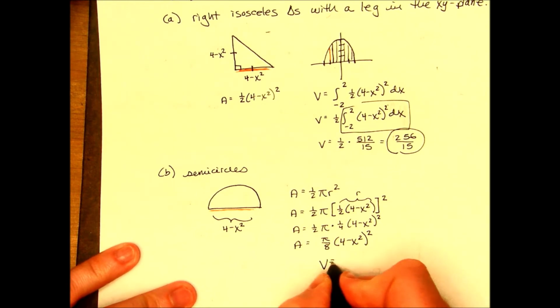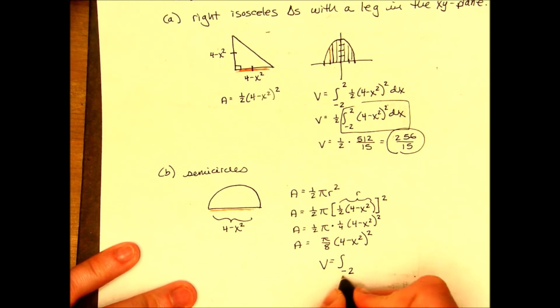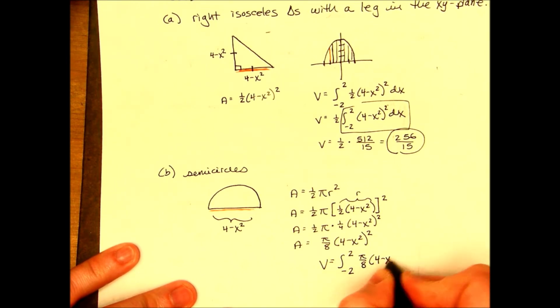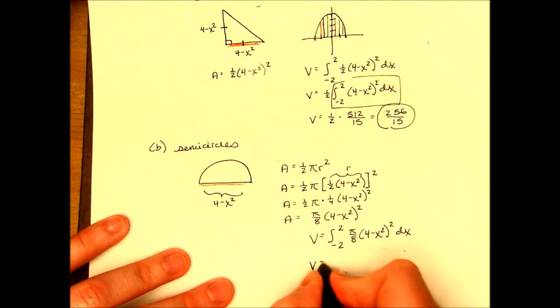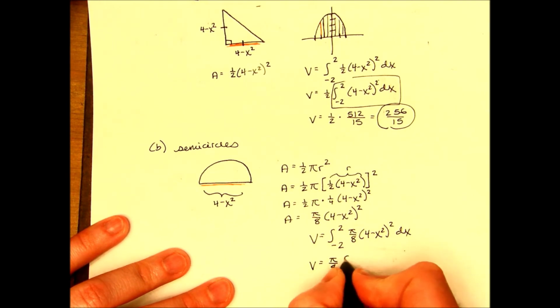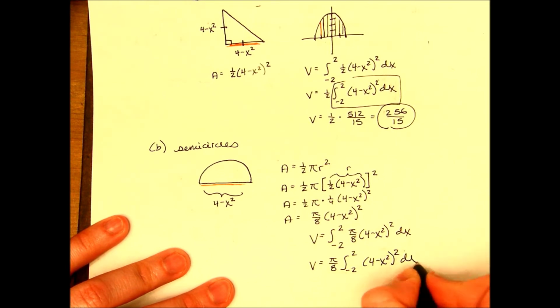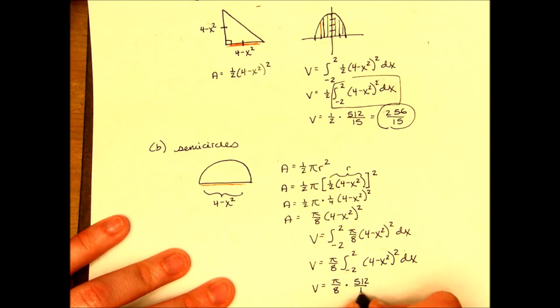To find the volume of the entire solid, I'm going to integrate over the x values of my region. So integrate from -2 to +2, pi over 8 times 4 minus x squared squared dx. Like the last problem, I can take the pi over 8 up front. V equals pi over 8 times the integral from -2 to 2 of 4 minus x squared squared dx. I can again take the value of the integral from the previous problem when we dealt with cross-sections that were squares. And I'm going to say pi over 8 times 512 over 15, which should give you 64 pi over 15.